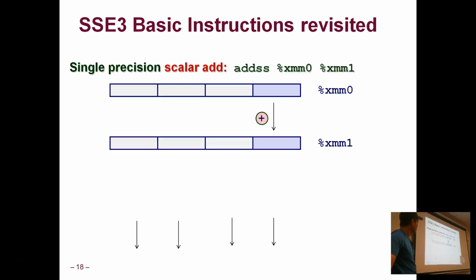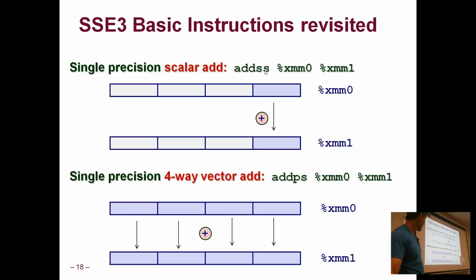Okay. So here's an example of a scalar add single precision, ADDSS XMM0 to XMM1. And this is what you have. Everything up here in gray is a don't care. And then the two scalars are presumed to be loaded in XMM0 and XMM1, and this is what this instruction does. If you had an ADDPS XMM0, XMM1, then basically what you're doing is taking this vector in parallel and adding it together and accumulating it in XMM1.